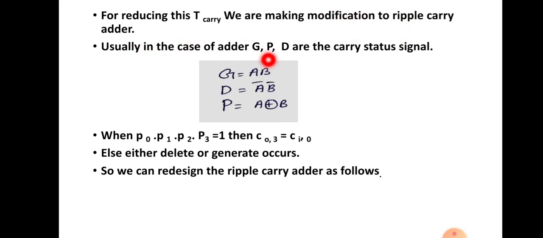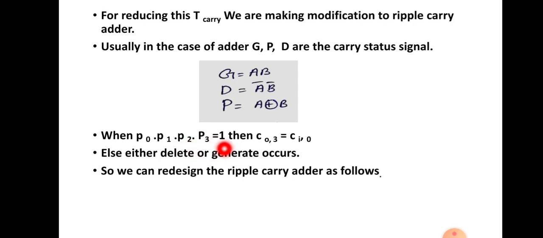Usually in the case of the adder, the generate, propagate and delete carry status signals are given by this. So this is P. Actually this P indicates the propagation of the carry, which is actually the delay of the carry. So we have to make some conditions by using this P. Suppose P0, P1, P2, P3. P0 is the propagation of the carry through the first stage, P1 is the propagation of the carry in the second stage, P2 is the propagation of the carry in the third stage, and P3 is the propagation of the carry in the fourth stage.